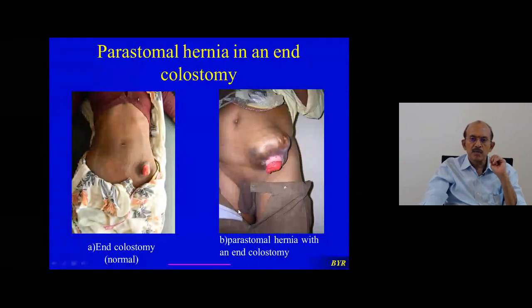This is another type of hernia called parastomal hernia. This is a colostomy. So this woman underwent abdominoperineal dissection, and this is the end colostomy of the descending colon. The normal colostomy looks like this. Sometimes there will be herniation of bowels by the side of the colostomy opening. So this is called the parastomal hernia.